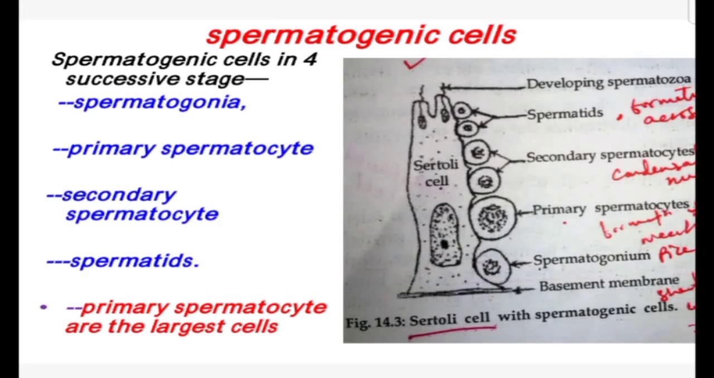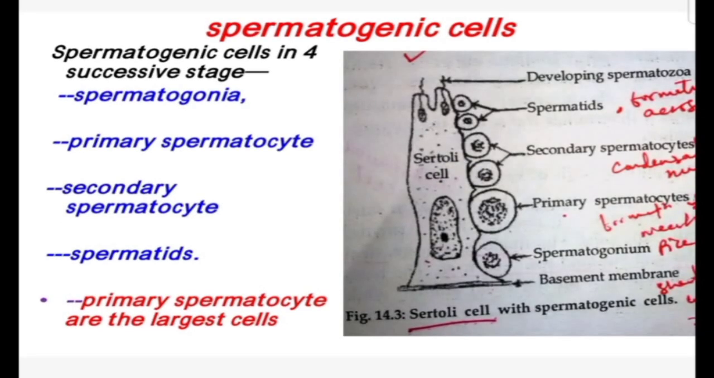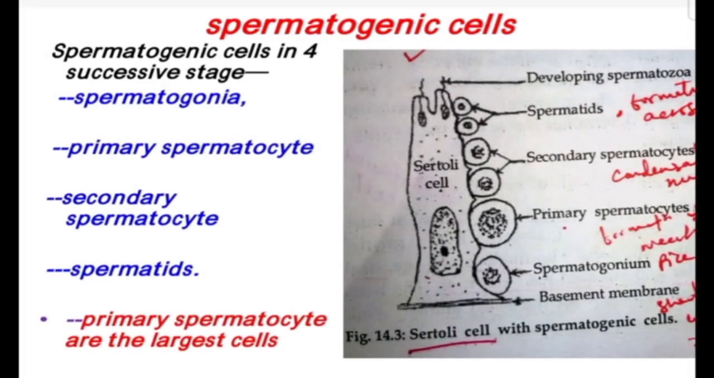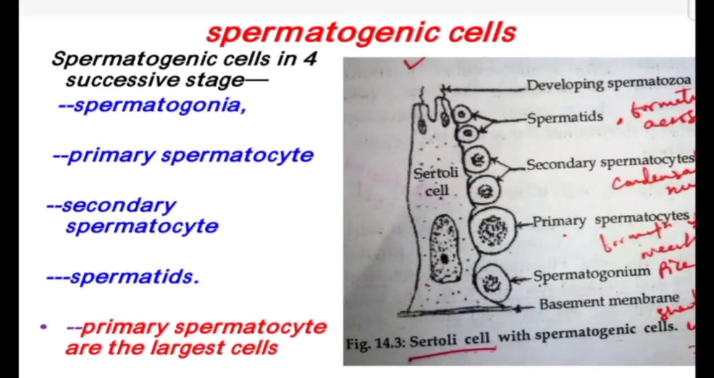This diagram shows you that spermatogenic cells are in 4 successive stages at the time of puberty. This is a Sertoli cell, which is a very long cell, 70 to 90 microns in length and 30 to 40 microns in width. It has an oval nucleus which is present in the basal half of the columnar cell. In the lateral wall of the Sertoli cell, you can see from the basal lamina, this is the basement membrane, and there are different stages of the cells.